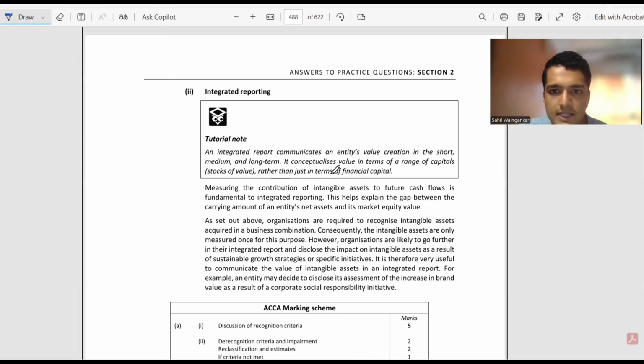Measuring the contribution of intangible assets to future cash flows is fundamental to integrated reporting. This helps explain the gap between the carrying amount of the net assets and the market value. Okay, fine. As set out above, organizations are required to recognize intangible assets acquired in a business combination. Consequently, intangible assets are only measured once for this purpose. However, organizations are likely to go further in their integrated report and disclose the impact on intangible assets as a result of sustainable growth strategies and specific initiatives.